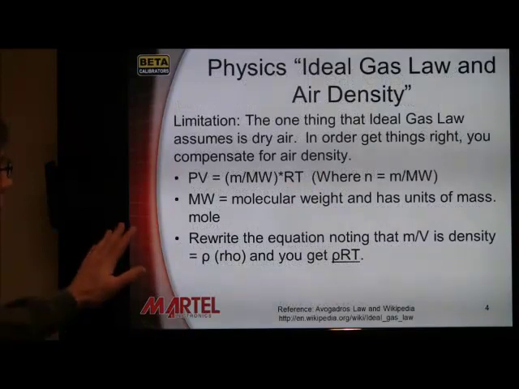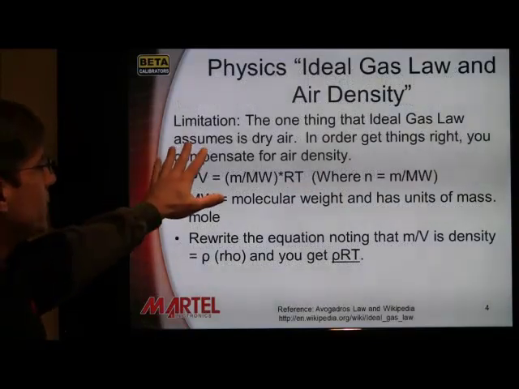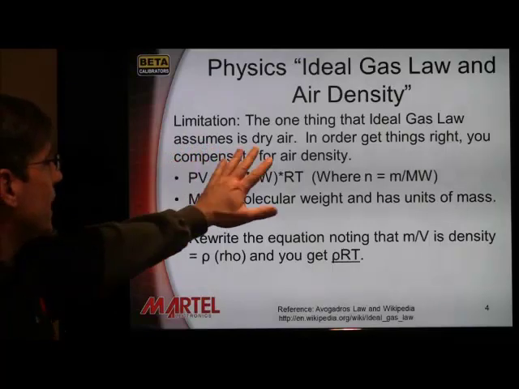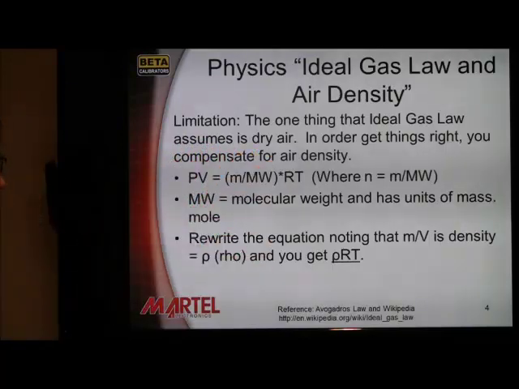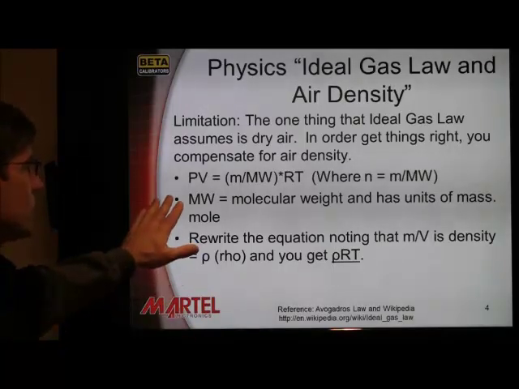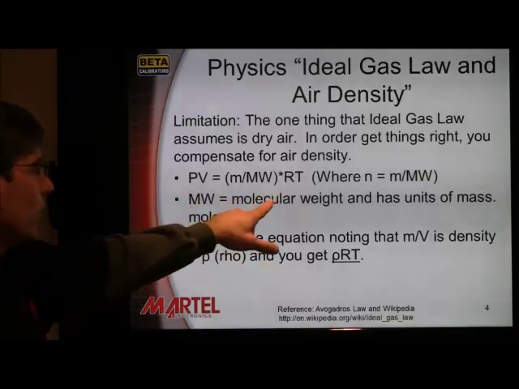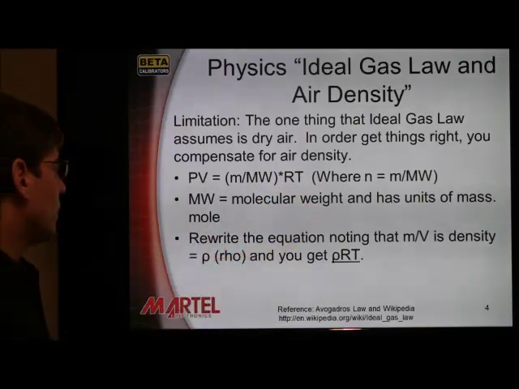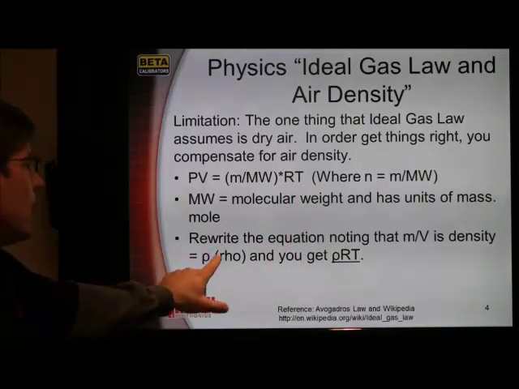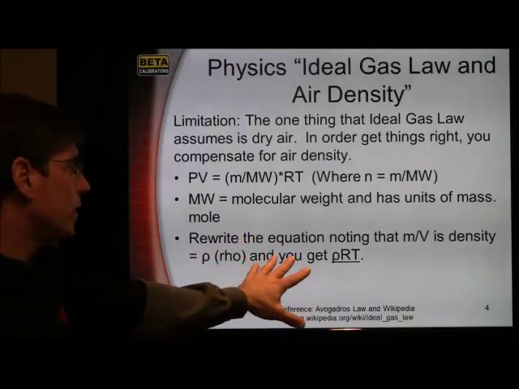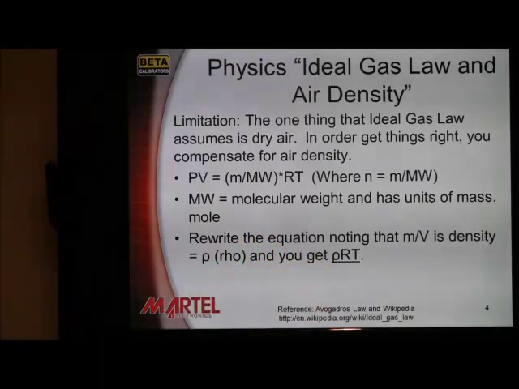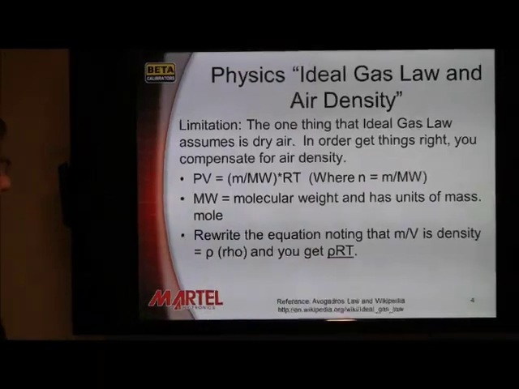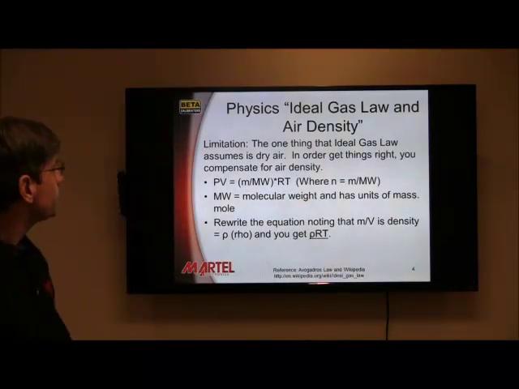Now, when I said limitations, you have to take into consideration density. The one thing that the ideal gas law assumes is dry air. So in order to get things right, you must compensate for the air density. If you look at this equation here, we substitute for the molecular weight of the actual air itself, mass and mole. You rewrite the equation, and you actually get density, which is rho. And when you solve and rewrite the equation, you get density times R times T. We have some references at the bottom if you want to check that out.